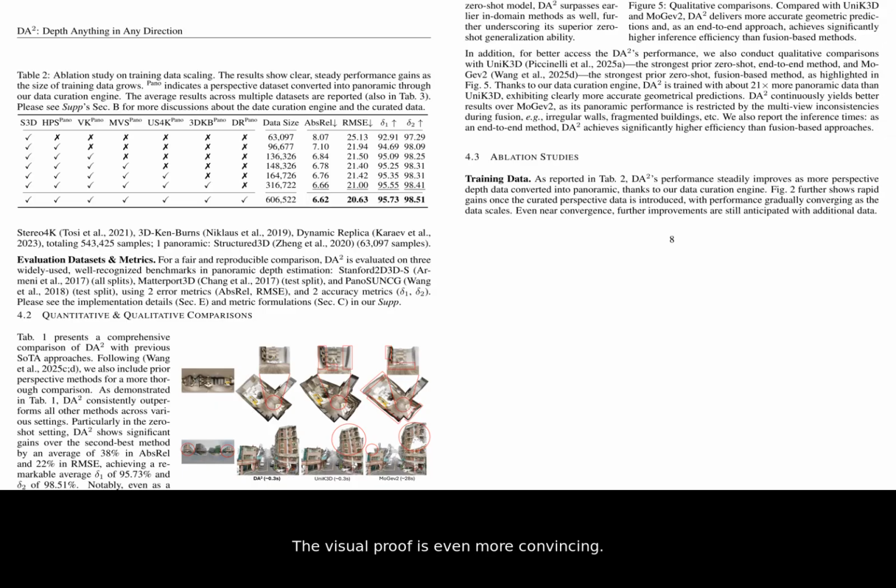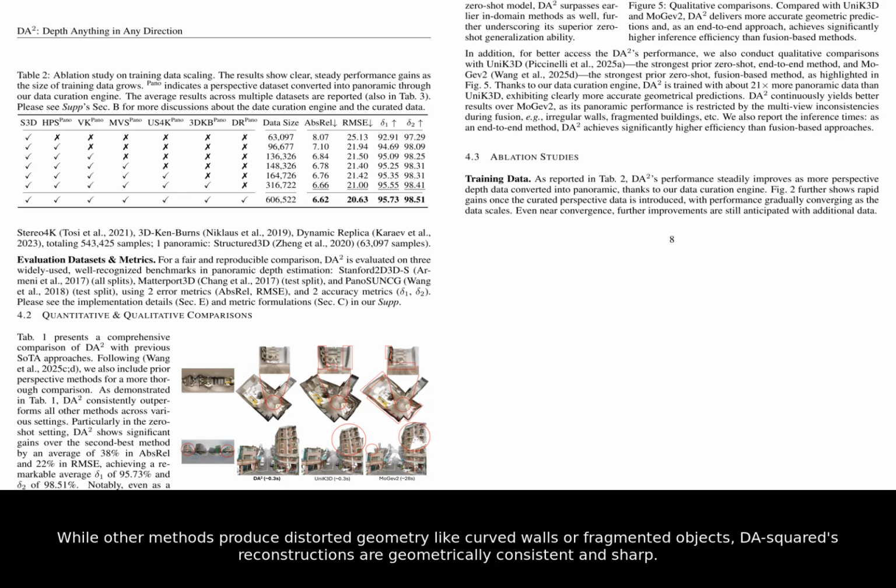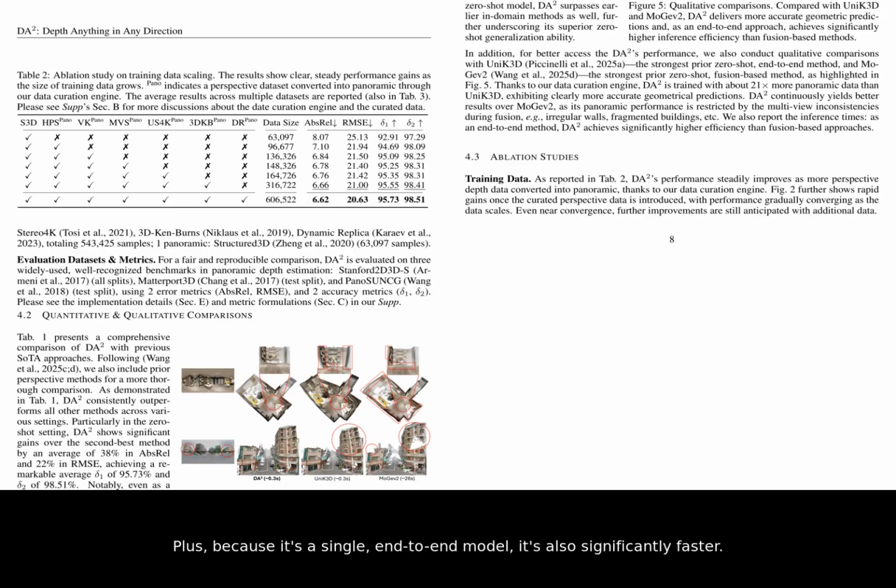The visual proof is even more convincing. Here, we can see a comparison with the previous best models. While other methods produce distorted geometry like curved walls or fragmented objects, dA squared's reconstructions are geometrically consistent and sharp. Plus, because it's a single, end-to-end model, it's also significantly faster.